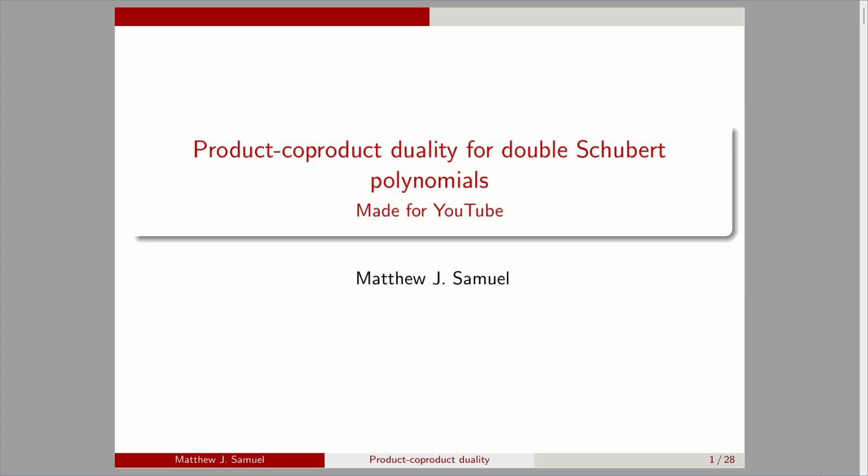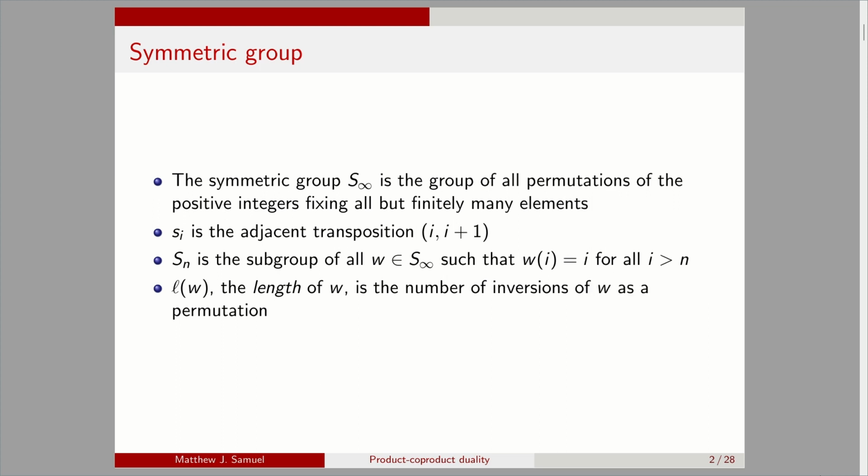Hi, I'm Matt Samuel. I'm going to be discussing product-coproduct duality for double Schubert polynomials. So first we'll start with the symmetric group.